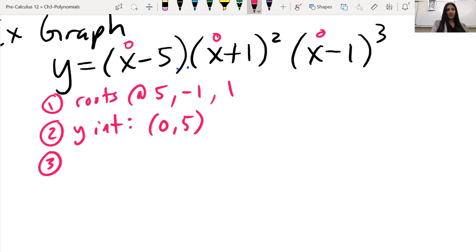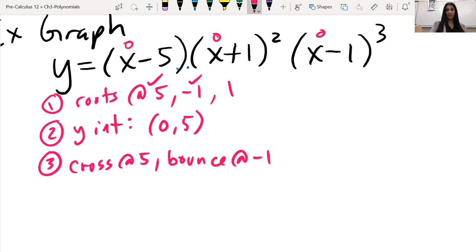Okay, so then the roots that we talked about, we know that this means there's a cross at 5. That's that part. And then at -1, we know that there's a bounce at -1. So that's that part because of the multiplicity of 2. And we know that there's a slide at 1 because of this part with the 3 up there.